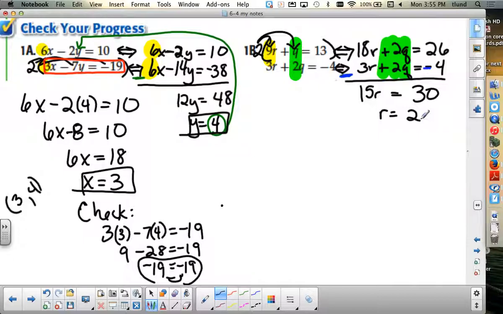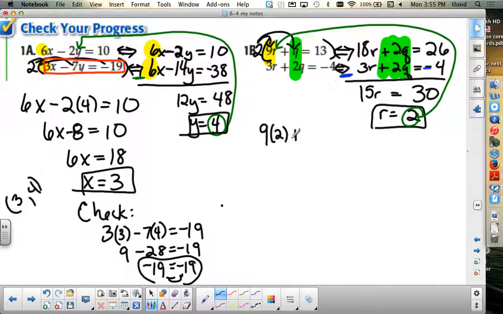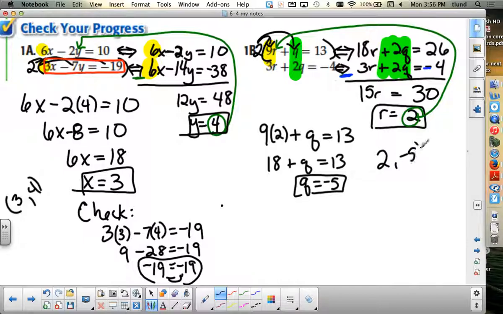Now, searching for that second variable, if r equals 2, I need to know what q is. So I'm going to take the r equals 2 and substitute it back into the first original equation. And you get that 9 times 2 plus q equals 13. 18 plus q equals 13, and q equals negative 5. The alleged point of intersection is 2, negative 5.